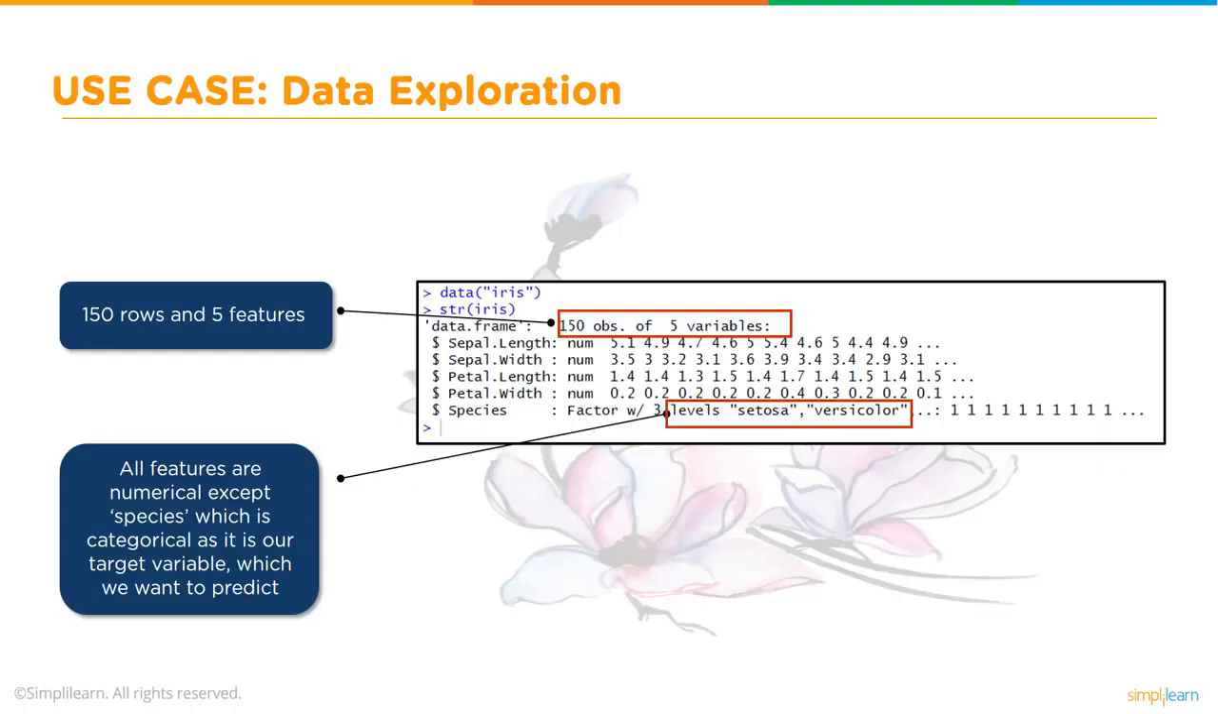And if we flip back to our slide, you can see here the structure of the database under str is a data frame. It has 150 objects, 5 variables each. All features are numerical except species, which is categorical as it is our target variable, which we want to predict. So we want to predict whether it's going to be a Virginica, Versicolor, or Setosa. You can remember those are the 3 different categories we saw earlier in the beautiful pictures of the flower.